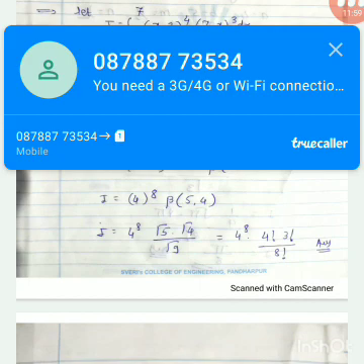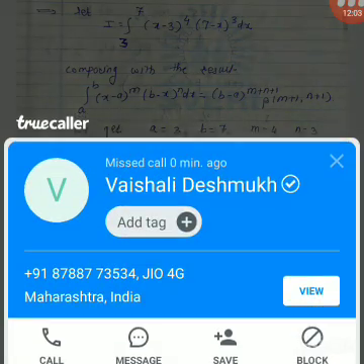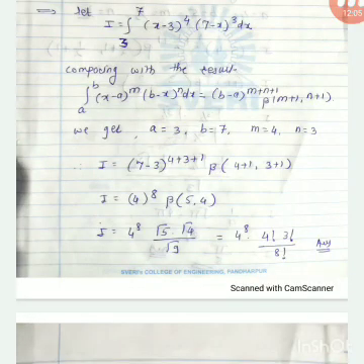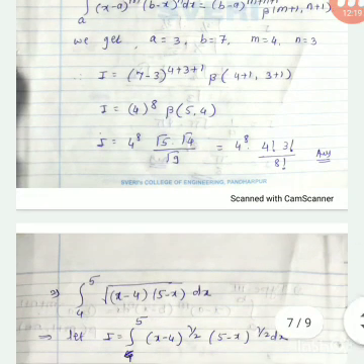Okay, next, b minus x raised to n. Now, x raised to m: a is equal to 3, b is equal to 7, m is equal to 4, and n is equal to 3. Put all these values in the result. b minus a is 7 minus 3, raised to 4 plus 3 plus 1, and beta of 4 plus 1, 3 plus 1. That is 4 raised to 8, beta of 5 comma 4.